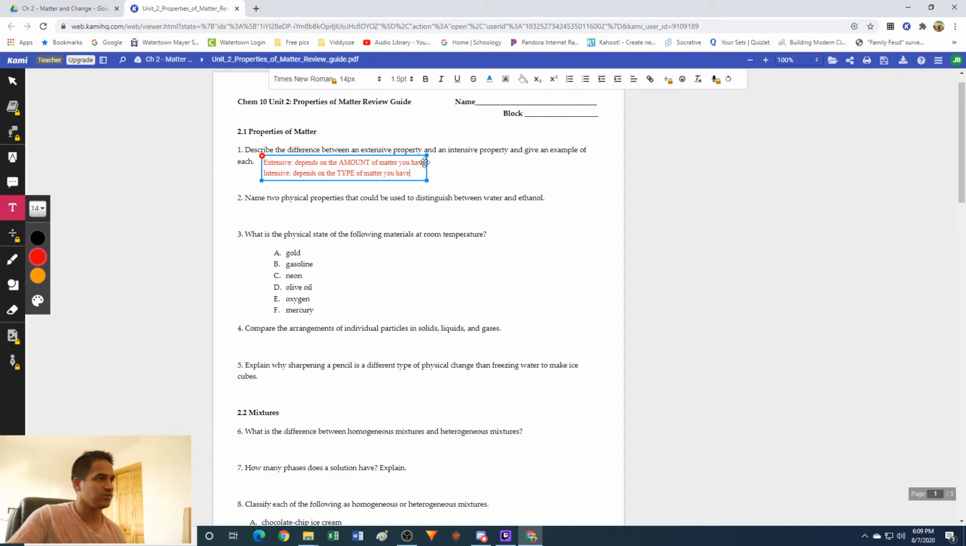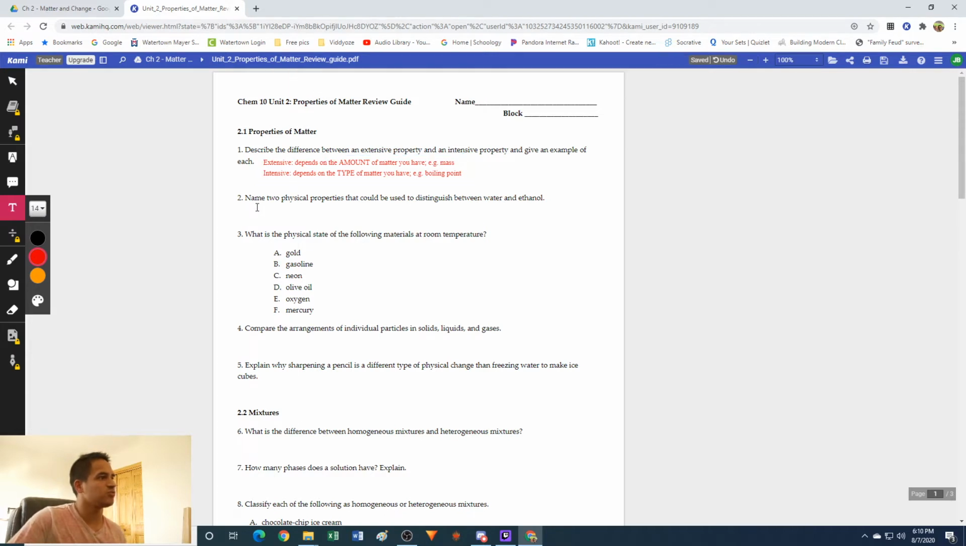And then for examples, we'll just go e.g. e.g. is a shorthand for just saying example. So for extensive would be like mass. And e.g. again, is just shorthand for example. So for example, that's what e.g. stands for if you didn't know that. Intensive property could be something like boiling point.